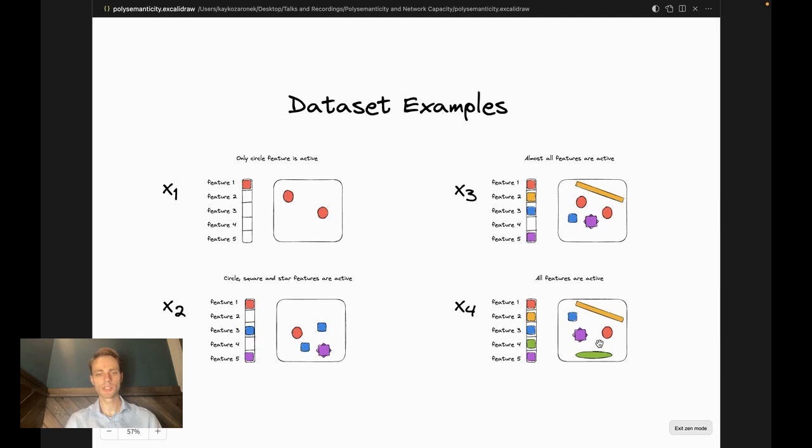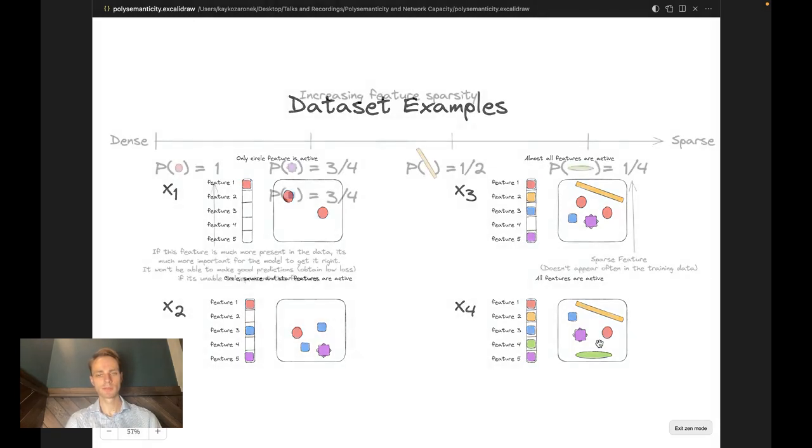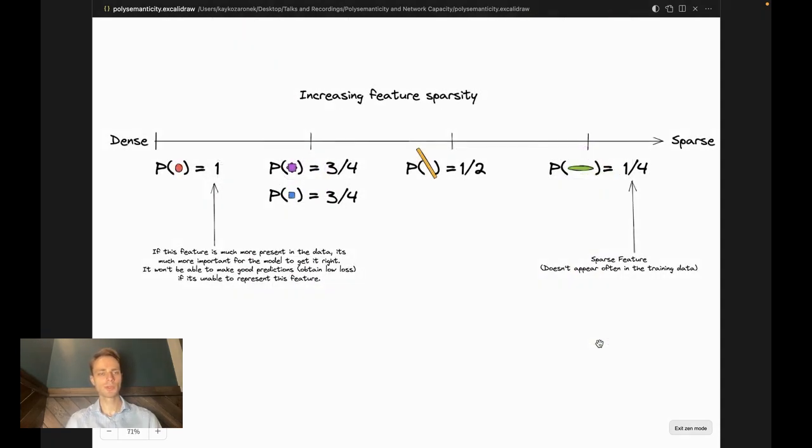To answer what it means to be sparse, let's have a look. If we were to count the occurrences of each of the features, we'd get the following result, where the red dot feature is very present and so dense. In each picture, we basically have a red dot, and then the probability of the other features drops off. So on this end, we have a very dense feature, and on this end, we have a very sparse feature.